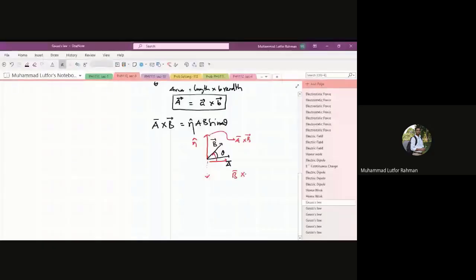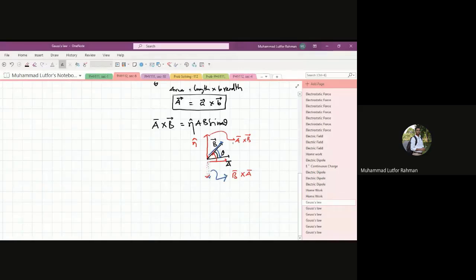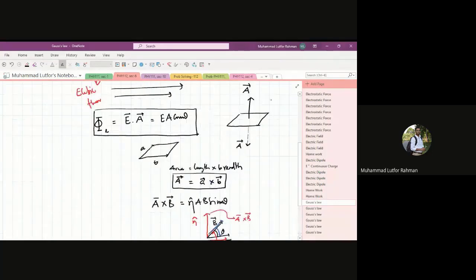But if you write B cross A, you put your index finger toward B and rotate towards the second vector A, then your thumb would be towards the downward direction. So that's the direction of B cross A. They are in two different directions. That's why the area is a vector. That vector would always be perpendicular to the surface, either upward or downward. In most cases, we take the direction of this area vector from inside to outside for a closed surface.